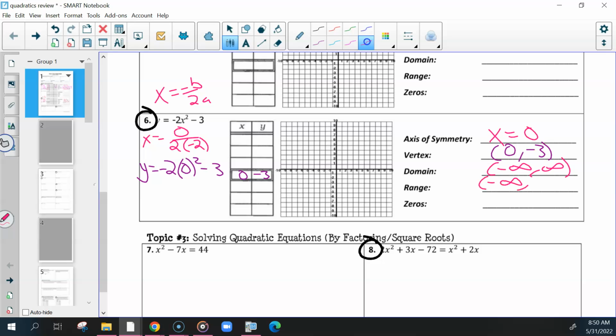So if it's going to start at negative infinity and our vertex tells us whether that's a minimum or a maximum, the highest or lowest point, here this is going to be our highest point, so it's not going to go past negative 3. And we can see that on the graph here in a second. So sometimes you don't need the graph to find this stuff, but sometimes it's easier with the graph.